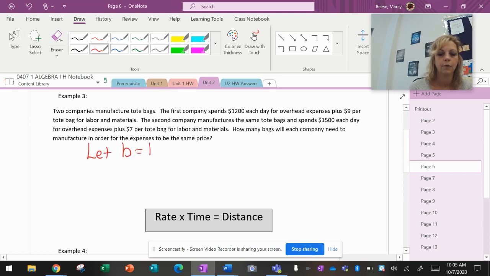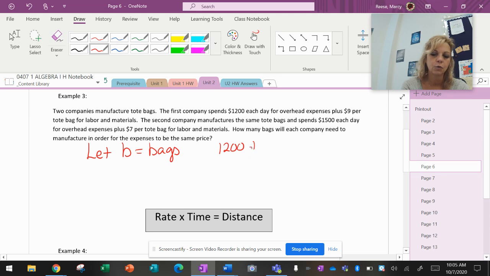Okay, hopefully you have paused and unpaused, and you have something like what I'm about to do. So I had B equals bags, because remember I said I wanted you to keep the variables in the context of the problem. So when I look at B, I'm thinking bags. That's what I'm trying to solve for, how many bags.